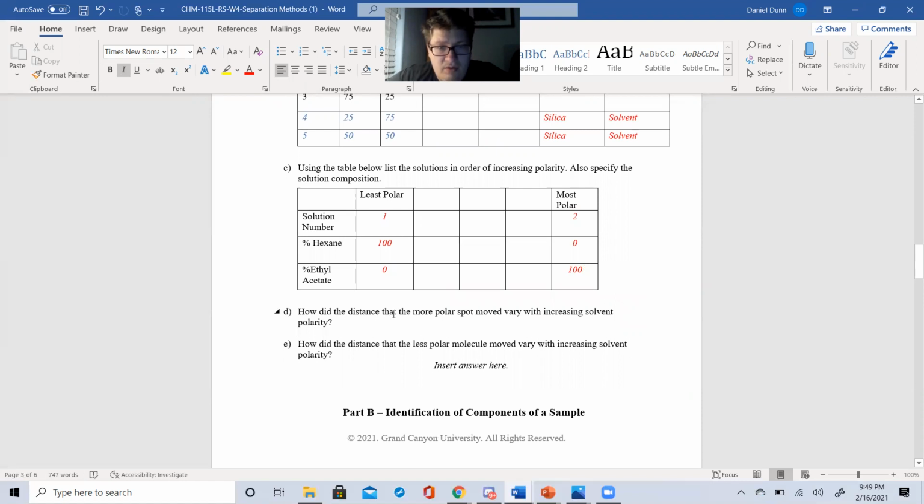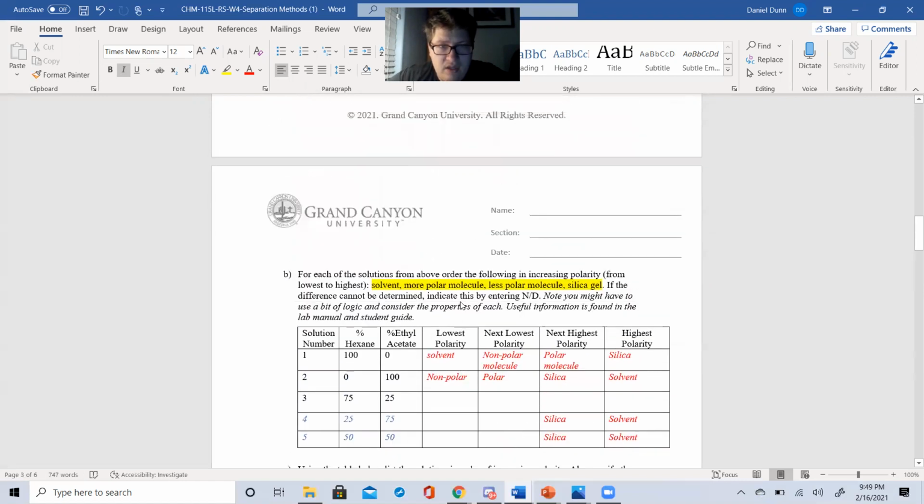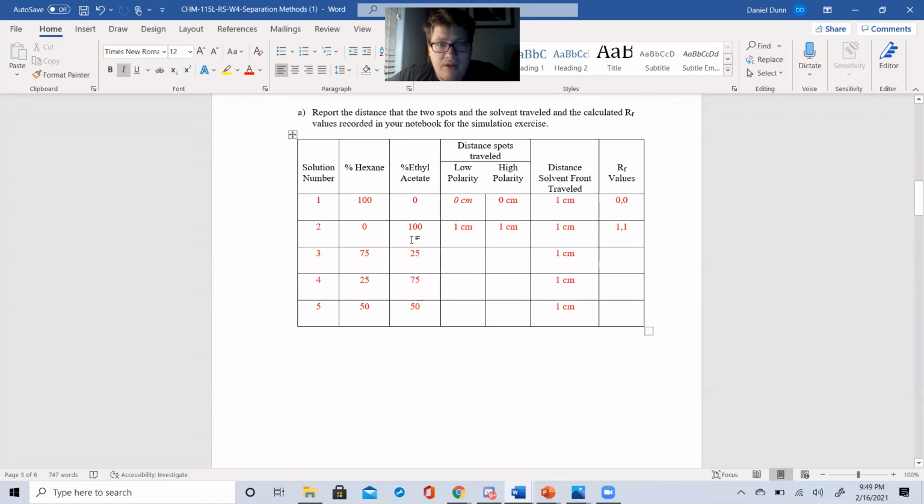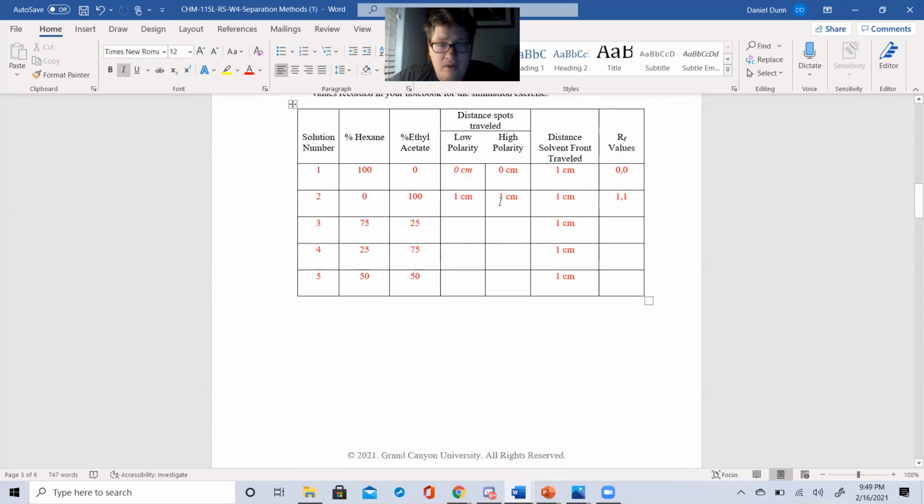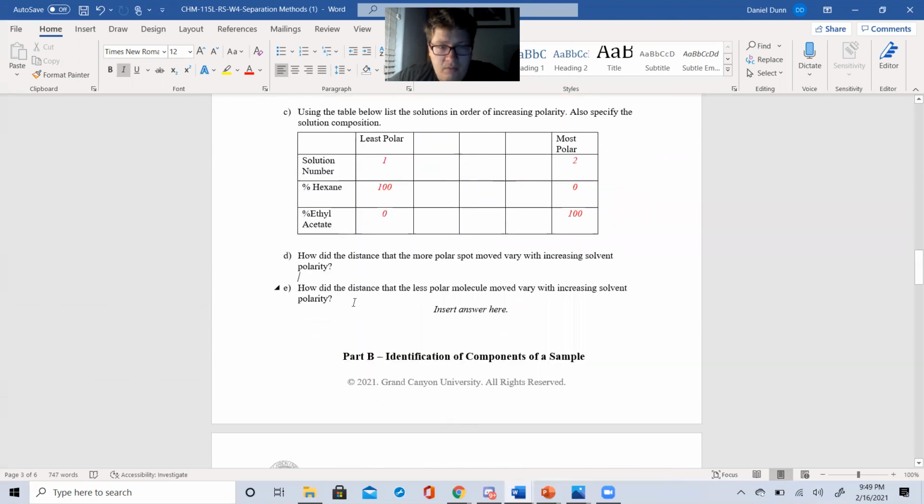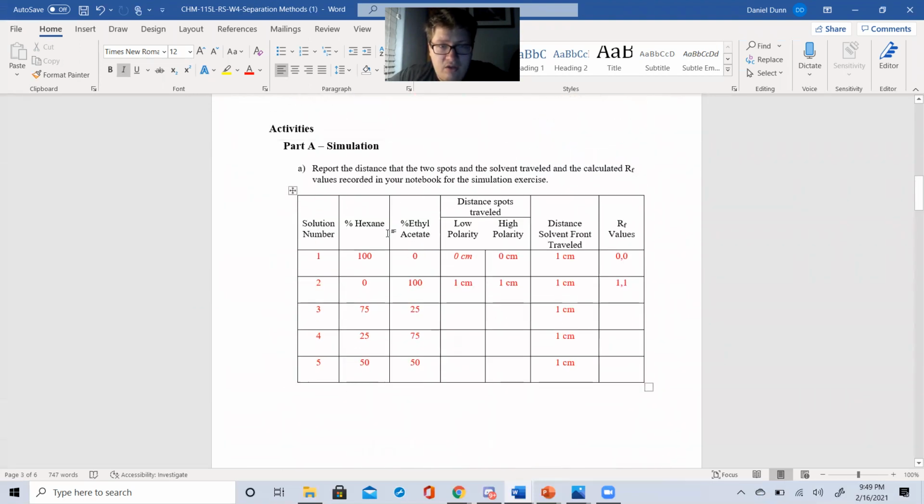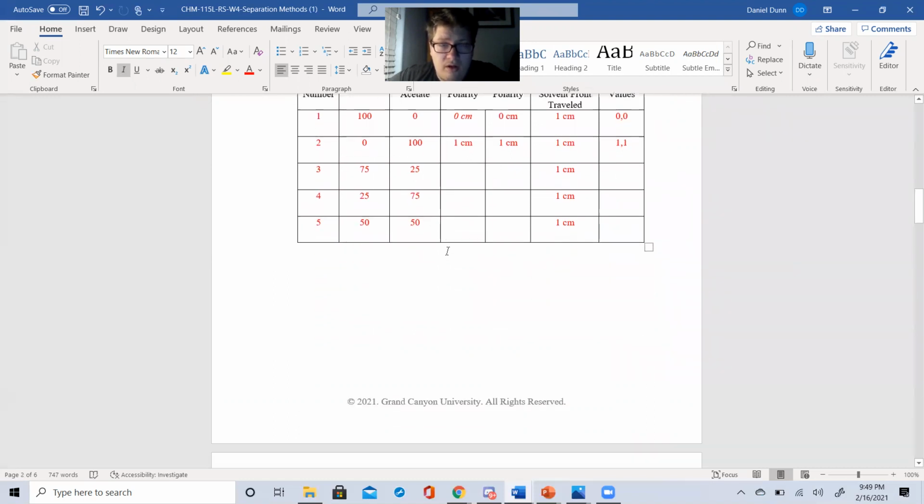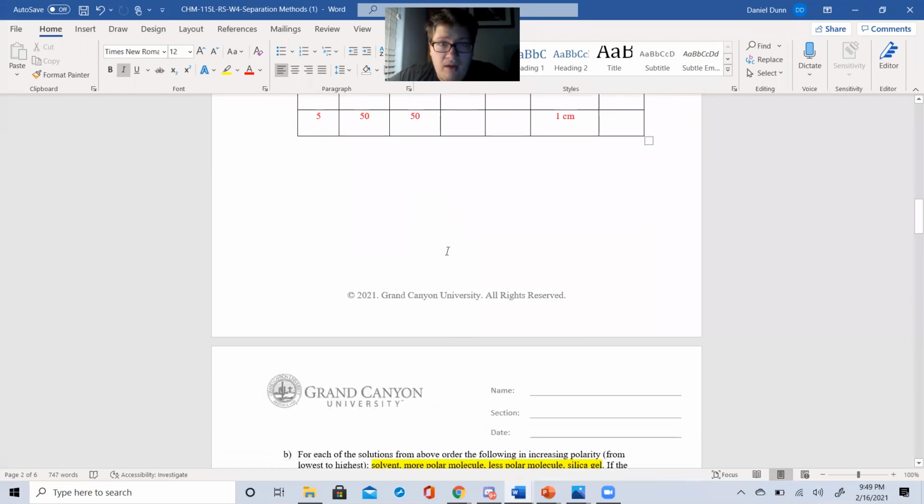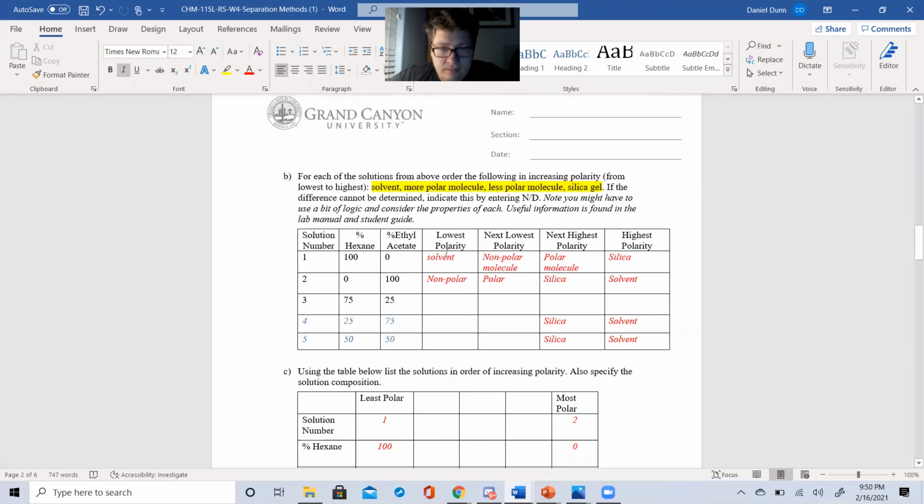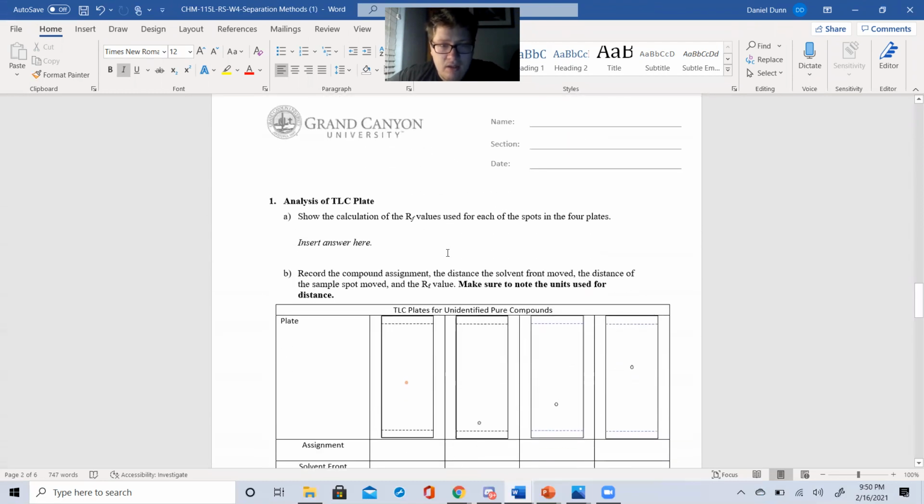So how does the distance of the more polar molecule vary with increasing solvent? Just look at this chart and tell me, if increasing the amount of polar solvent, ethyl acetate, how does that affect the RF value for the high polarity molecule? Down here, E is asking how does increasing polarity affect the low polarity molecule? If you put it doesn't, that is wrong. It does. Think about the reaction between oil and water. The more polar you have, the more it's going to move something up, right? Okay, that's what that is.